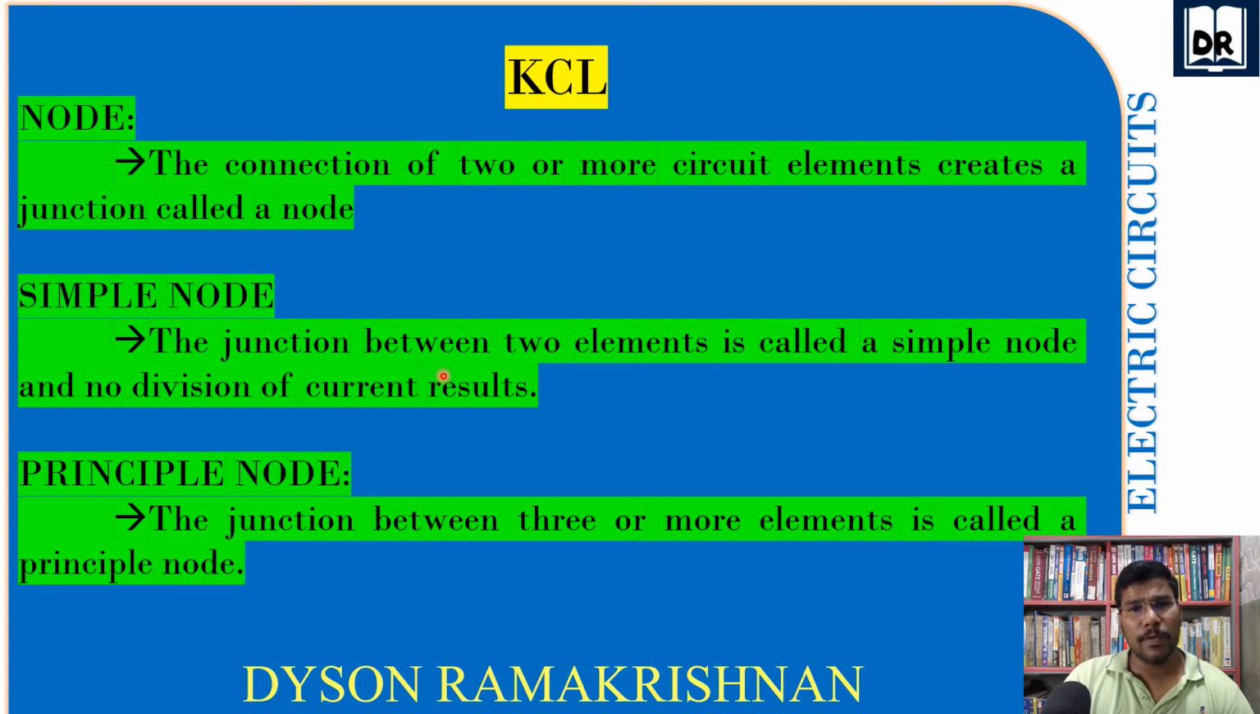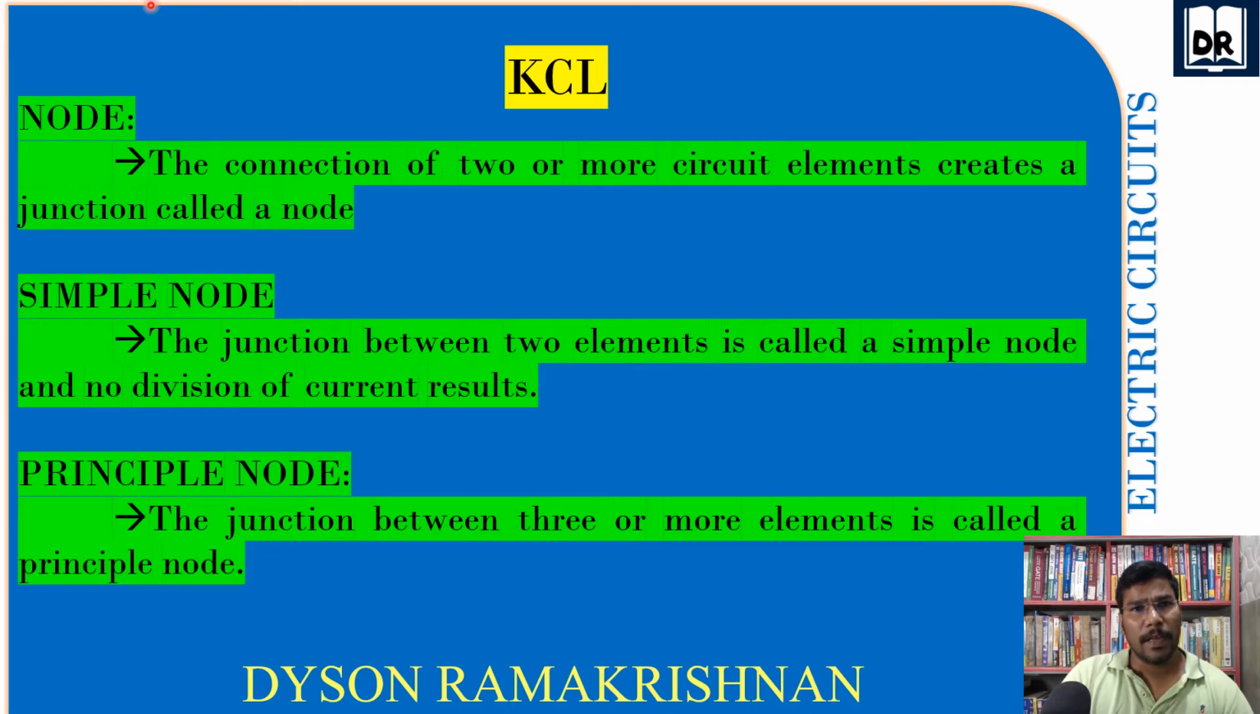The junction between two elements is called a simple node. In a simple node, no division of current occurs. That is the main thing in a simple node. The next one is the principal node. The junction between three or more elements is called a principal node.